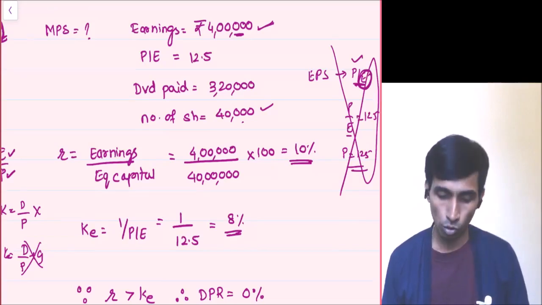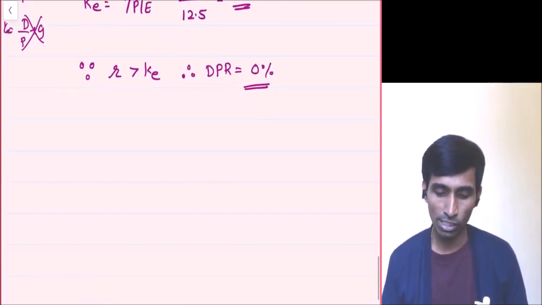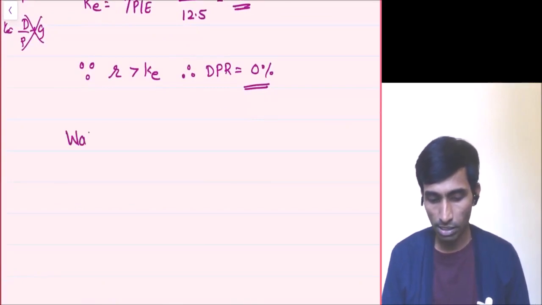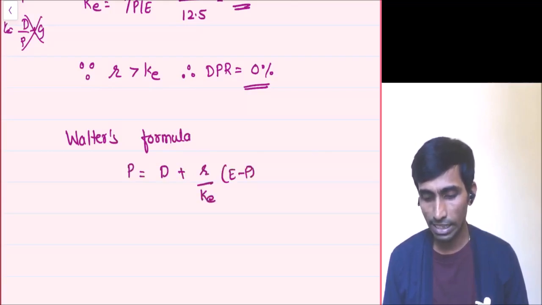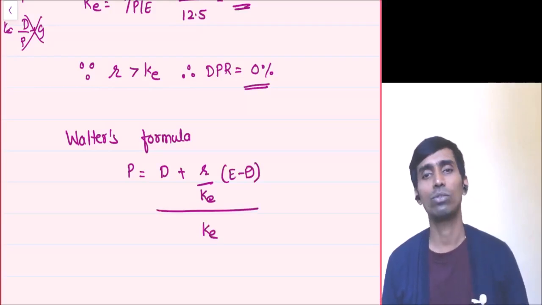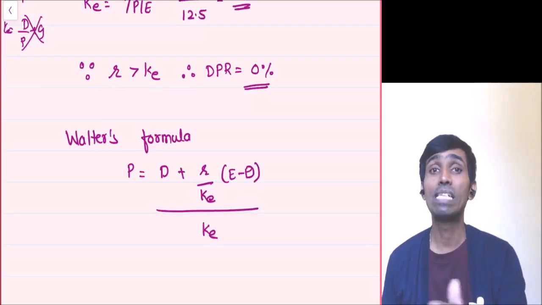Okay, so first what I'll do, in the Walters formula, what I want is, what is the Walters formula? Check. P is equal to D plus R upon KE into E minus D, the whole divided by KE. R I know, KE I know. What I should calculate is DPS and EPS.